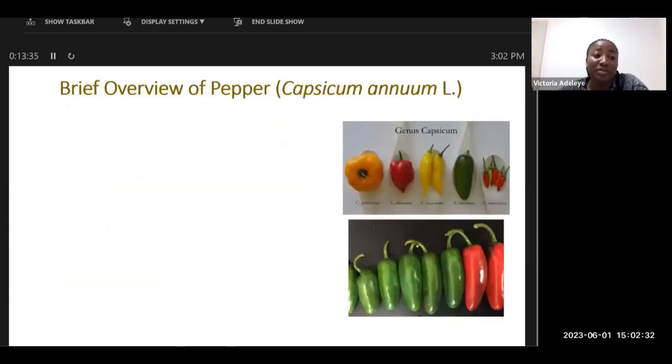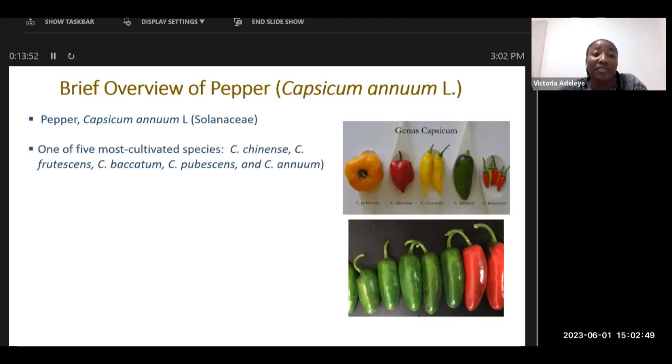program, materials and methods. And just to start with, I'll give a brief overview of pepper, which belongs to the genus Capsicum annuum and the plant family Solanaceae. Pepper is one of the 5 most cultivated species in tropical and subtropical regions of the world. We have the sweet and the hot pepper varieties. We have the bell pepper, and we also have hot pepper varieties, including jalapeno.